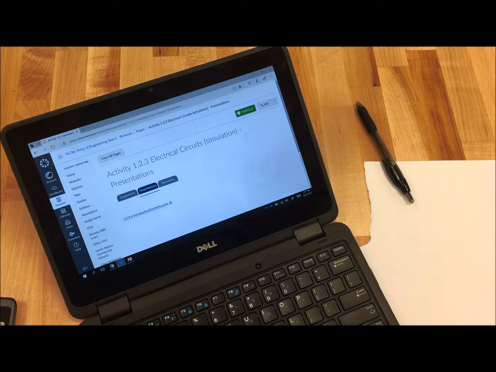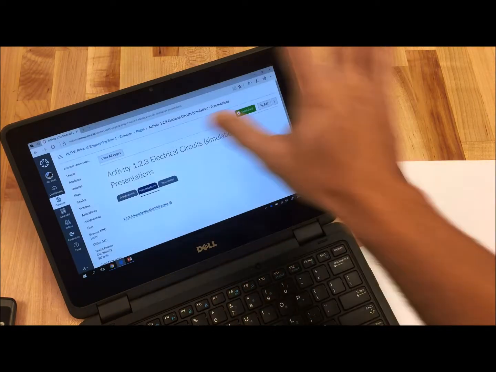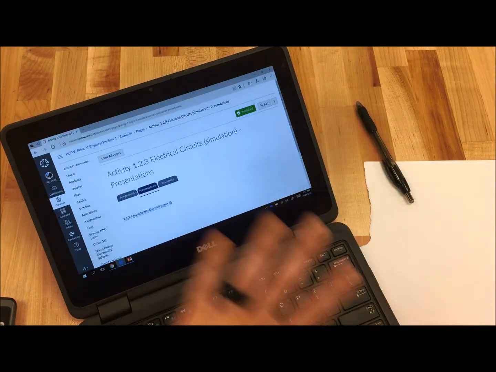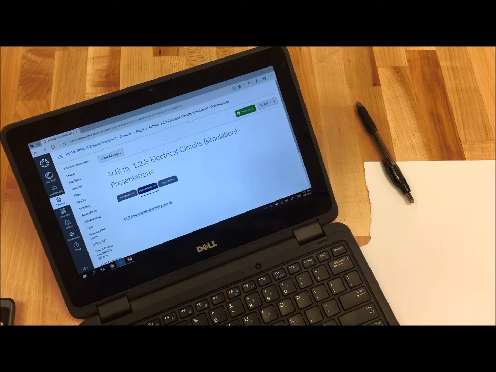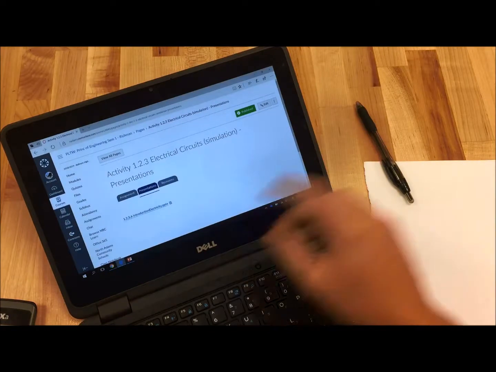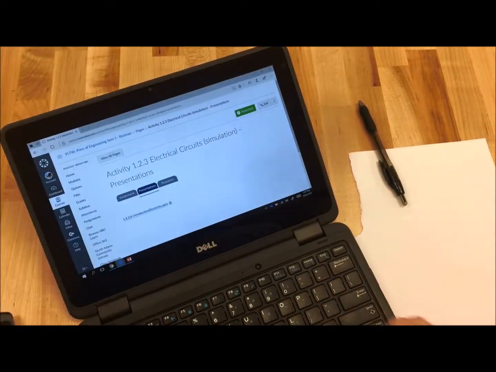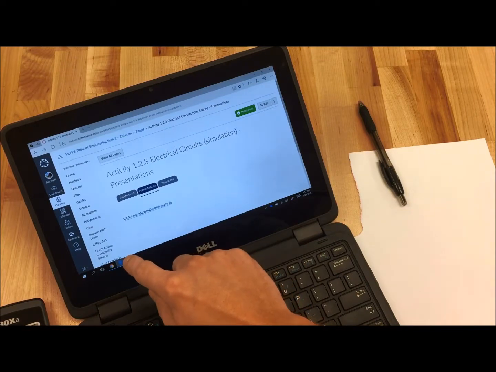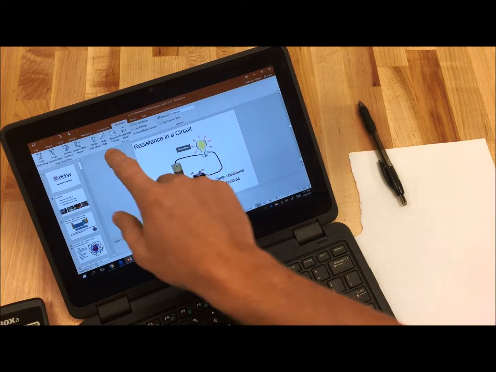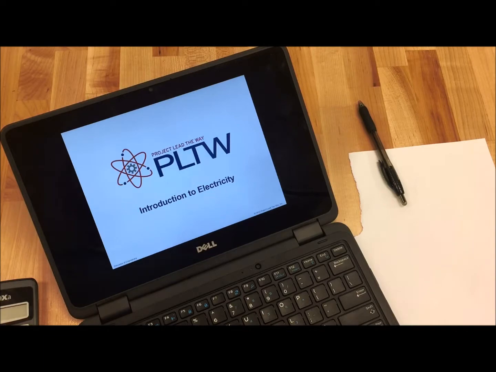We are going to do activity 1.2.3 electrical circuit simulation. There is a separate video that goes over how to do the assignment. However, this is the presentation, so if you need to follow along, I recommend you have notes and a calculator. We're going to open up that PowerPoint. I already got it going right here, and we'll start from the beginning.